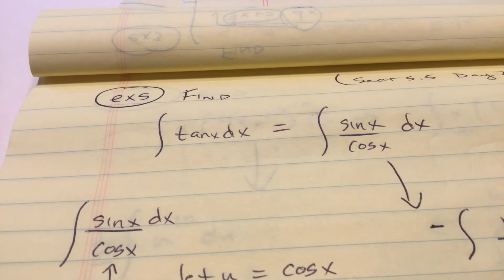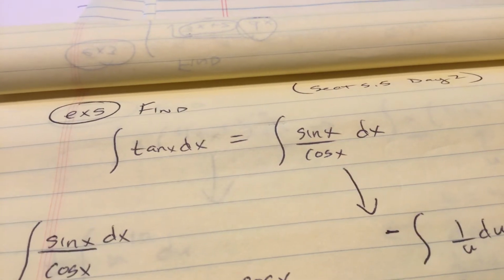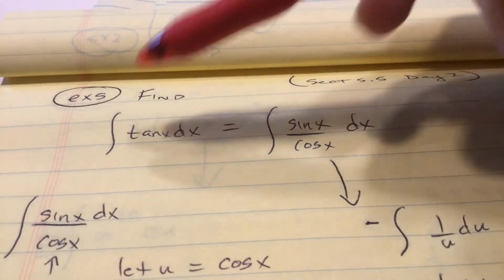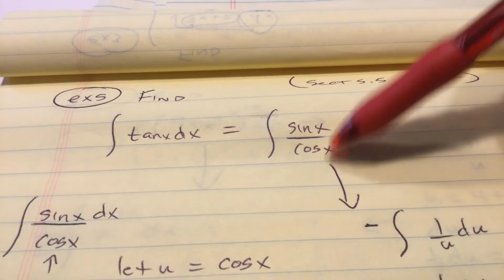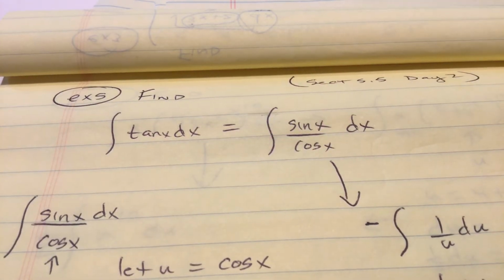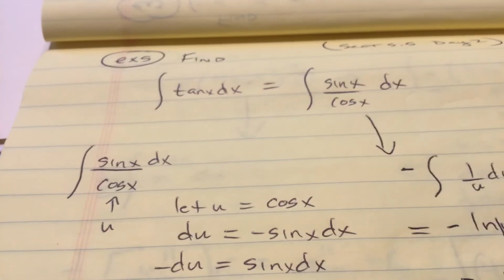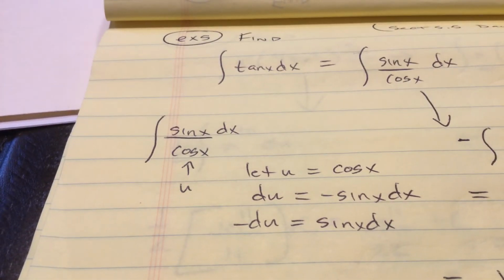All right, I want to integrate tan x dx. I want to find that antiderivative. So what I'm going to do is rewrite tangent as sine over cosine. All right, now let's look here. If I have sine over cosine, I got 2 different options.